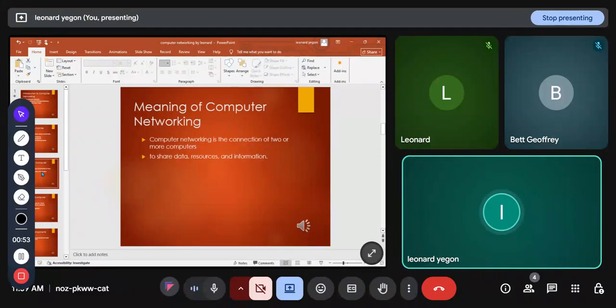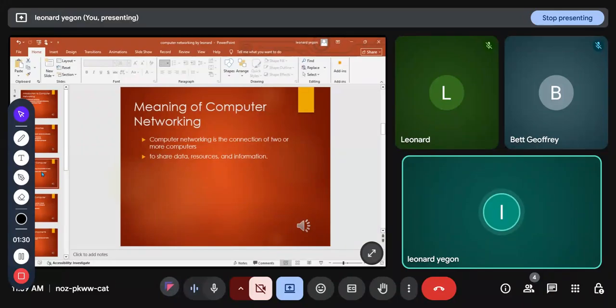A computer network is the connection of two or more computers. Usually we use a computer, and without a network, computer A cannot communicate with computer B. The thing which enables them to communicate is the network. So that is the reason we are connecting the two computers.